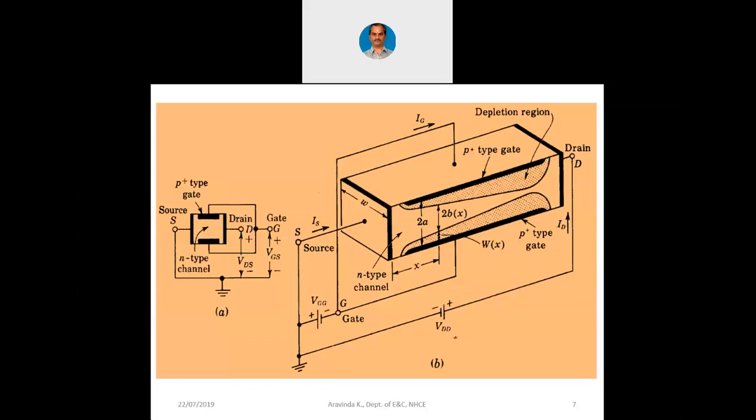1.6 into 10 power minus 19 coulomb is the charge of a single electron. That means we can visualize how small it can be, whether it is a particle or a wave is a question, or is it an energy is a question. So even if the pinch off occurs, electrons can still move, because there are two currents called drift current and diffusion current. Drift current is due to the applied electric field, whereas diffusion current is due to the movement of the charge carriers from the region of higher concentration to the region of lower concentration.